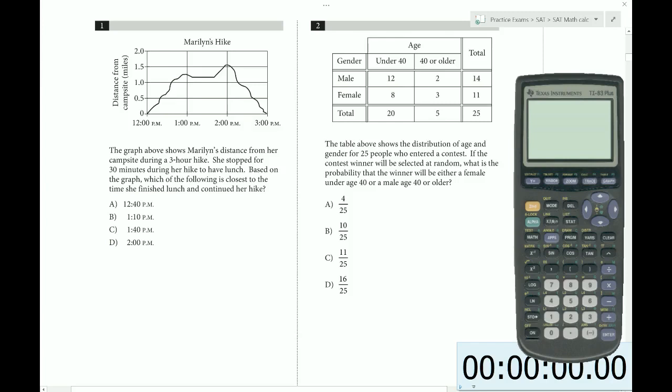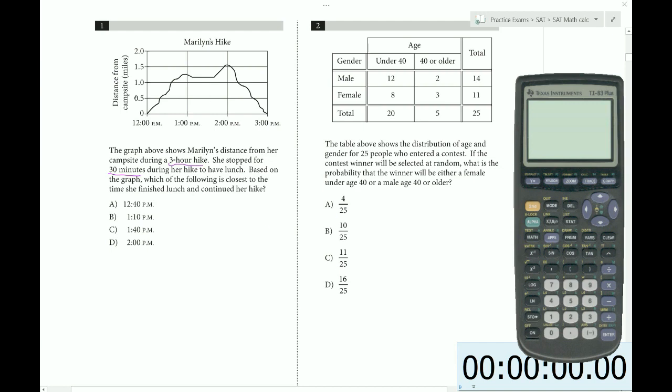Okay, this is test 3 of the official SAT study guide. This is the math calculator section. Question 1. The graph above shows Marilyn's distance from her campsite during a 3-hour hike. She stopped for 30 minutes during her hike to have lunch. Based on the graph, which of the following is closest to the time she finished lunch and continued her hike?